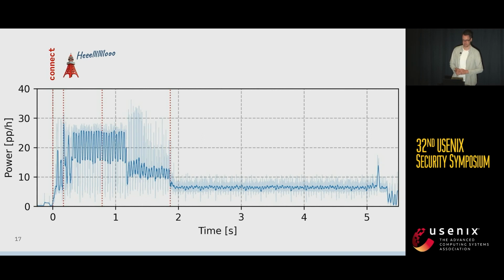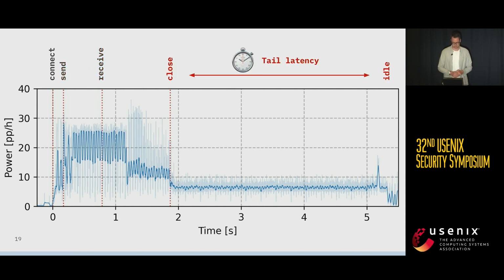What happens is, in the beginning, the smartphone reaches out to the cell tower and negotiates the connection. That's a state transition that costs some energy. And then we do the actual work: we send some data, we receive some data. So you see that receiving takes quite a lot of power. But then we have this odd bit that happens just after we actually close the socket.